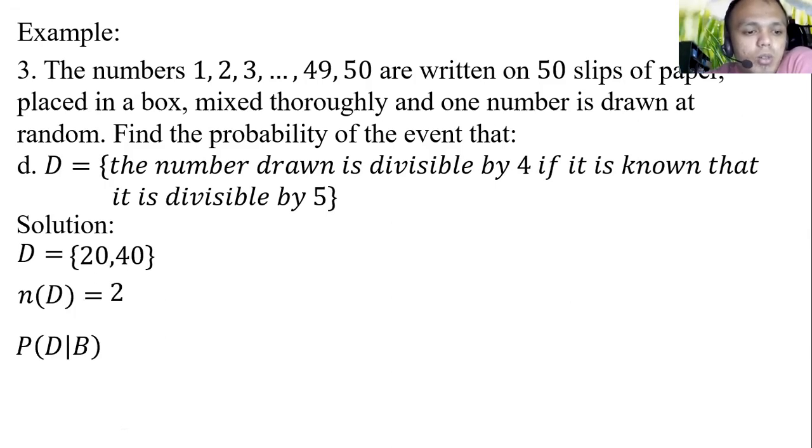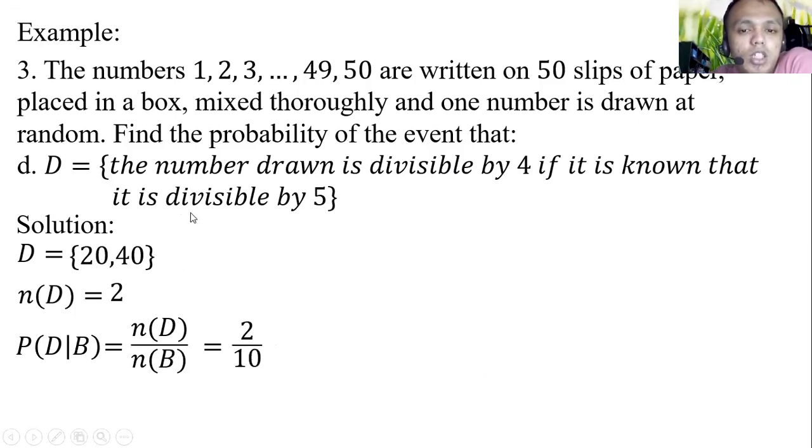Okay? Then now, what is the probability of event D over B? So yung D natin again is the intersection of divisible by 4 and 5. So we have here 2 over 10, yung number of events from B. Kasi yung B natin is divisible by 5, kaya 10. Then we have 2 over 10, or in lowest terms, we have 1/5.